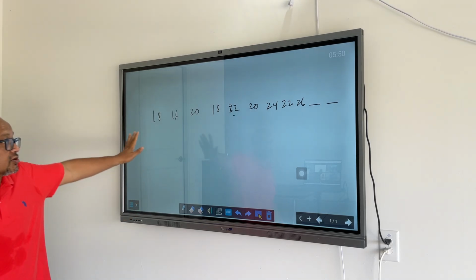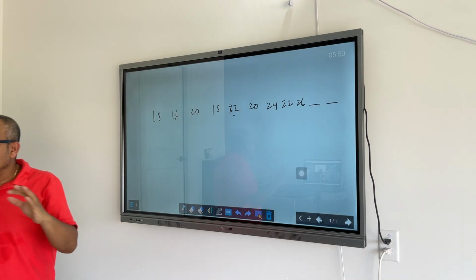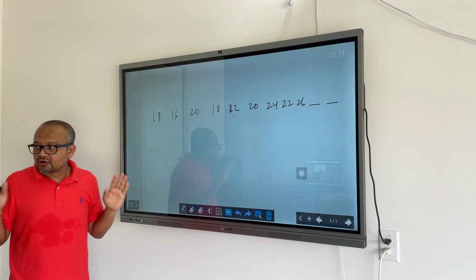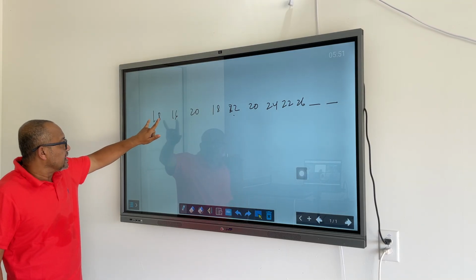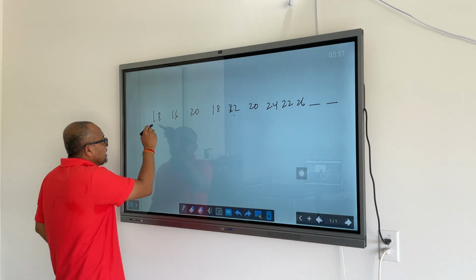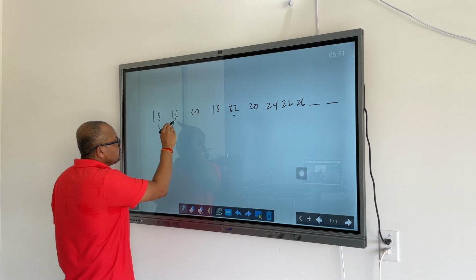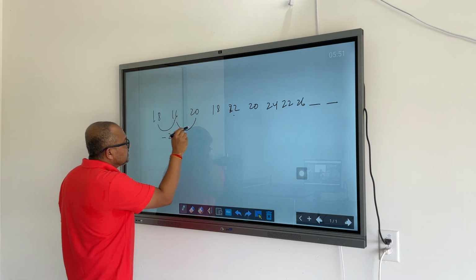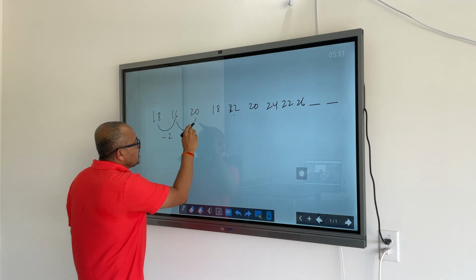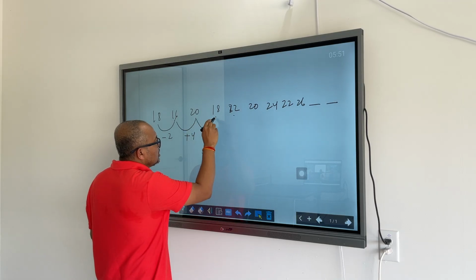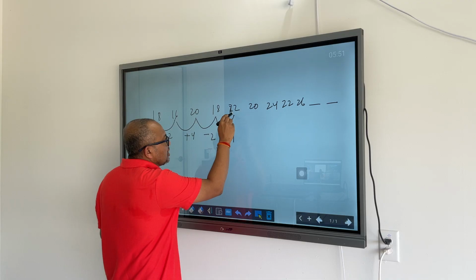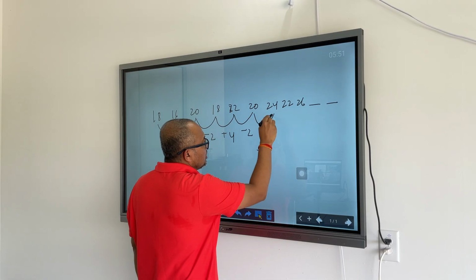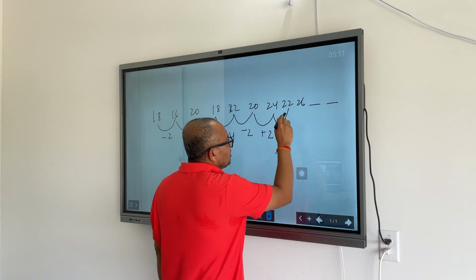So again, here also same thing. Any set of numbers where you have to find out a pattern, there is no rocket science. You have to see how it is changing. 18 to 16 changing by 2. It is -2, and then 16 to 20 is +4. Minus 2, plus 4. 20 to 18, minus 2, plus 4. 24 to 22, minus 2, plus 4.